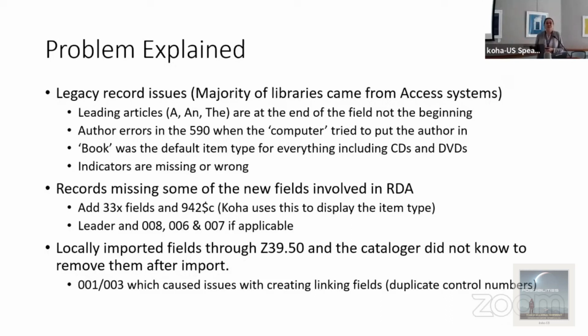The book was the default item type. A lot of our libraries just put book. It didn't matter what it was. So I'm like, it says book, but don't believe it. It could be a CD, it could be a CD-ROM, it could be a DVD, it could be a VHS. I don't know. So that was part of the things that I did.